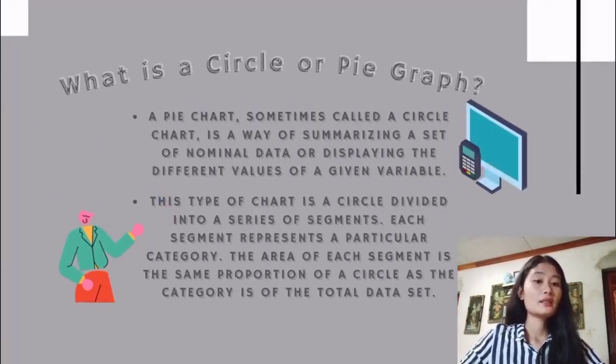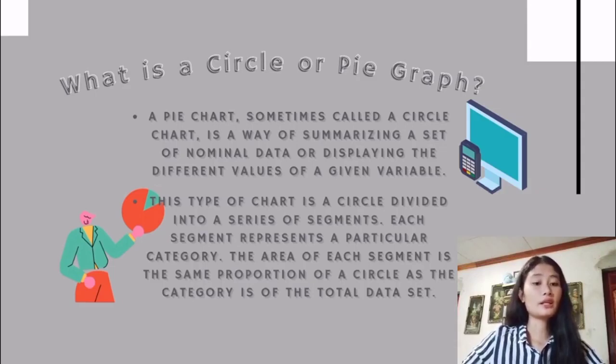A pie chart, sometimes called a circle chart, is a way of summarizing a set of nominal data or displaying the different values of a given variable. This type of chart is a circle divided into a series of segments. Each segment represents a particular category. The area of each segment is the same proportion of a circle as the category of the total of data set.